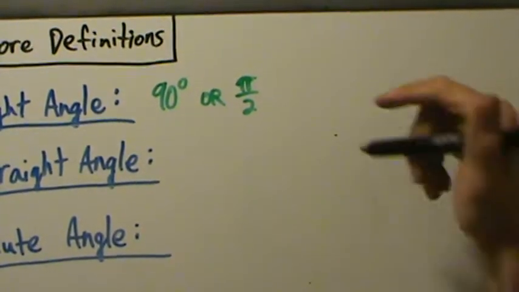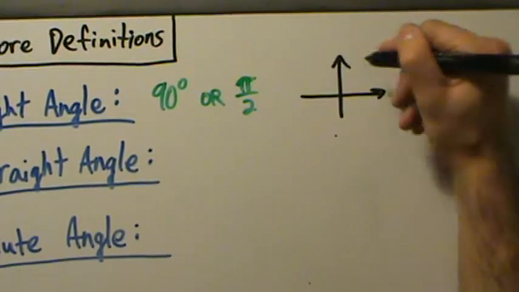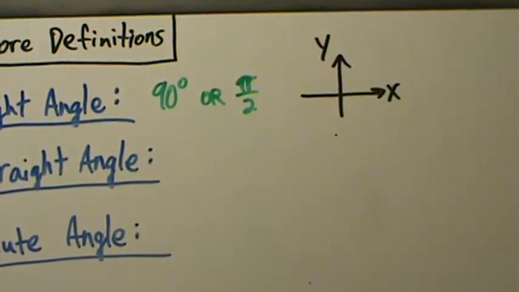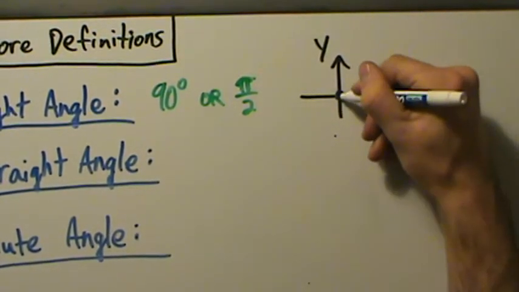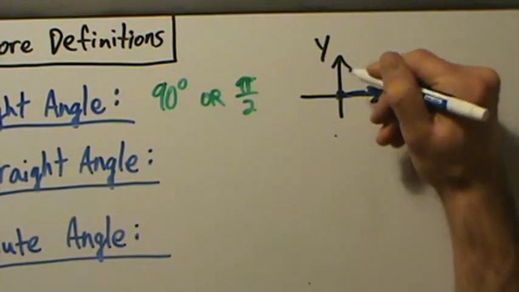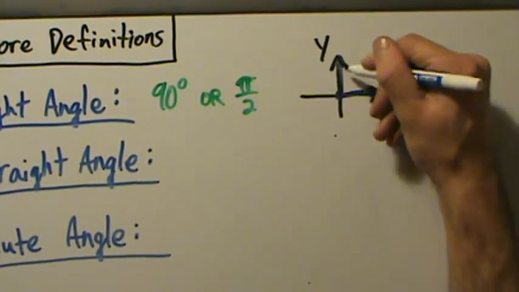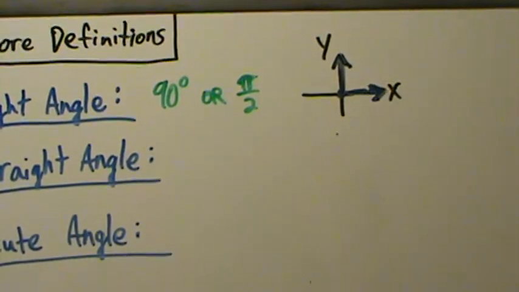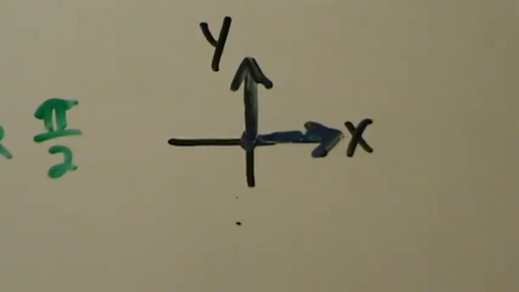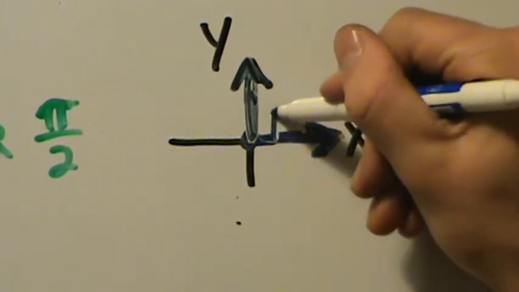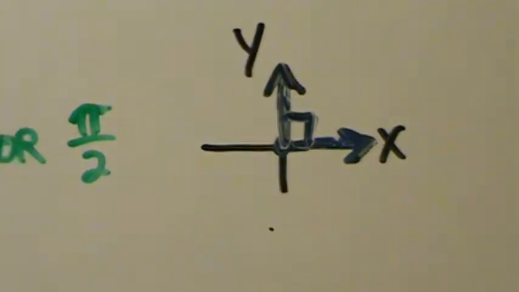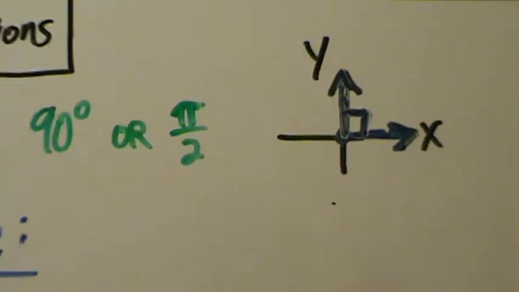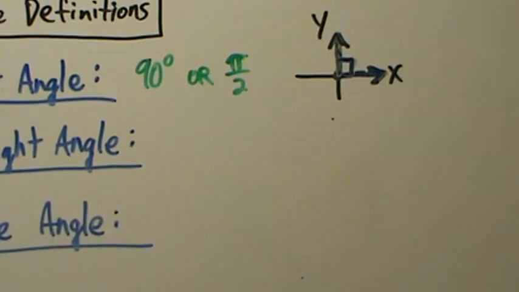So let's draw one in standard position, because it's good to get used to that. So x-axis, y-axis, we'll put an angle in standard position here. That means vertex at the origin, initial side is the positive x-axis, so a 90 degree or pi over 2 radian angle would be like that. Let's zoom in on that. Right angles are usually denoted with that little box right there. So that's an example of a right angle.